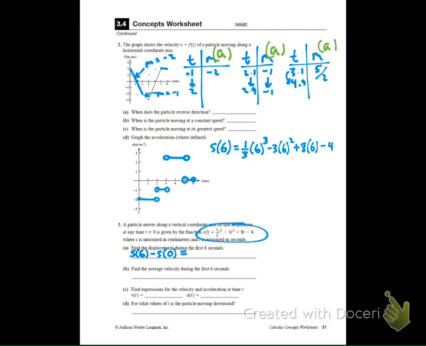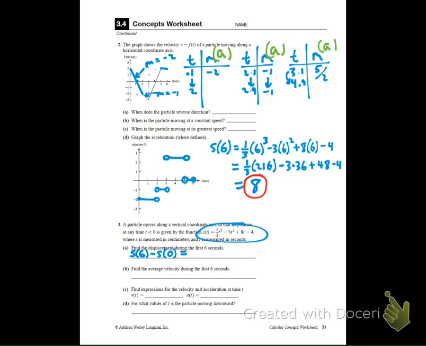Okay. Well, I'm going to pause the video so I don't have to try to stumble through this. I think you guys can figure out what s of 6 is, but I don't want to waste the time of the video figuring out what that is. So what we figured out is that s of 6, or in other words, the position of the particle at time 6, is equal to 8.